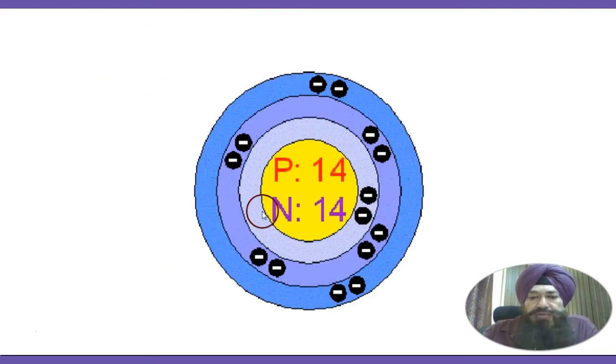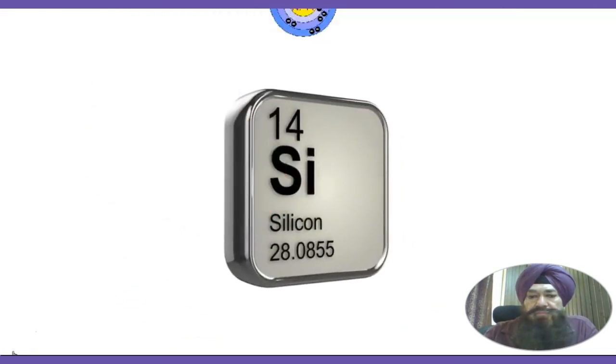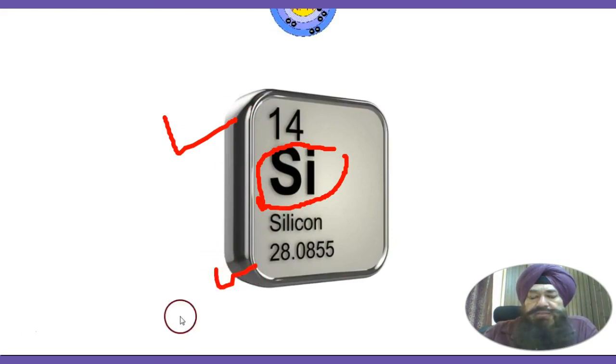of atomic number 14. That means there are 14 protons inside the nucleus. And the electrons are arranged like this: 2 electrons in the first shell, 8 electrons in the next shell, and in the valence shell there are 4 electrons. This is a silicon atom, atomic number 14, and atomic mass, this one.